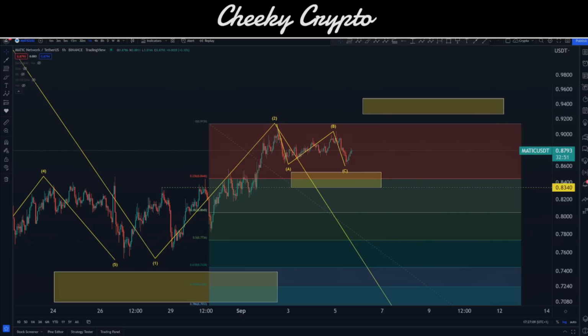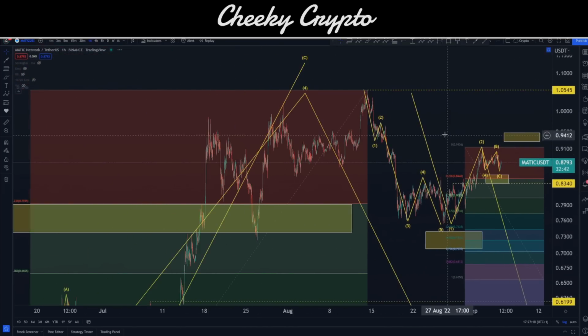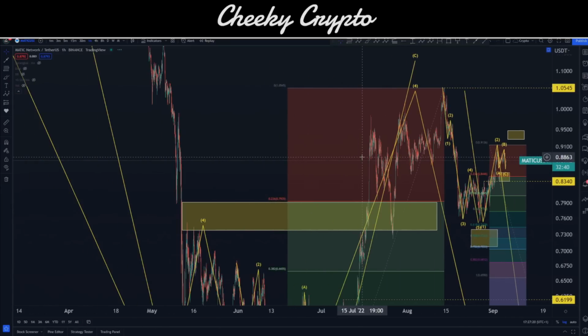Okay guys, let's get right on into this, right? Let's jump in. We've got basically Matic paired up with USDT here, on the hourly chart, Binance is the data source. Now, for the most part, we are of course tracking a pretty impulsive structure to the downside, okay? But this actually happens at multiple different levels.